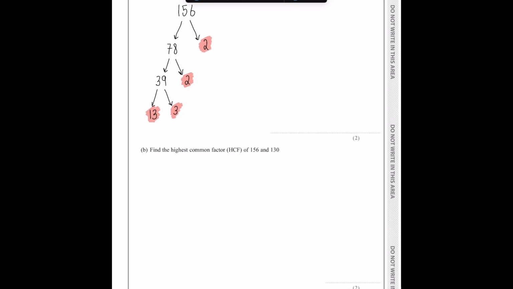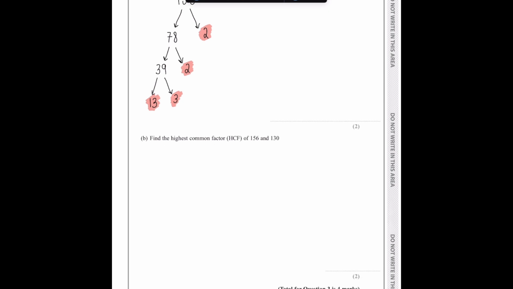But how do we write this as a product of its prime factors? To do so, we write it like this. So we have 2 times 2 times 3 times 13. But here we have 2 lots of that 2.